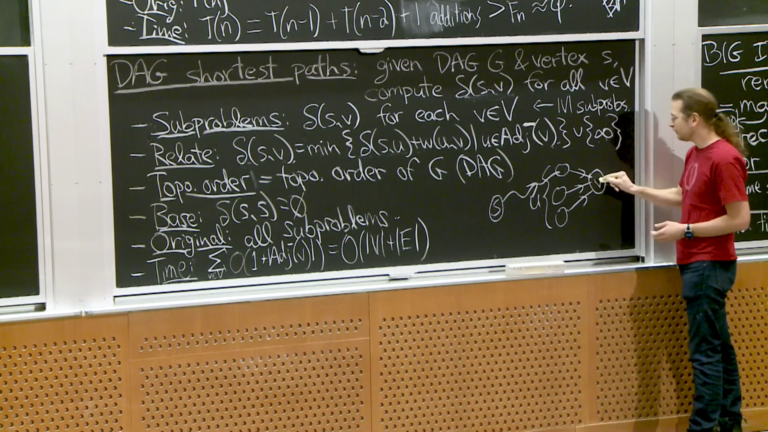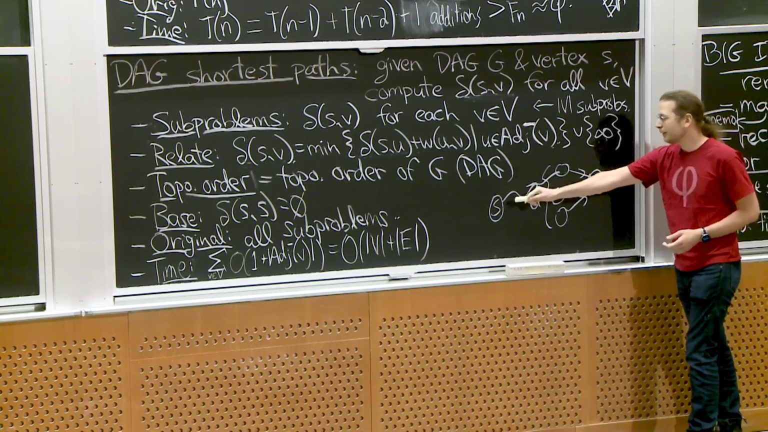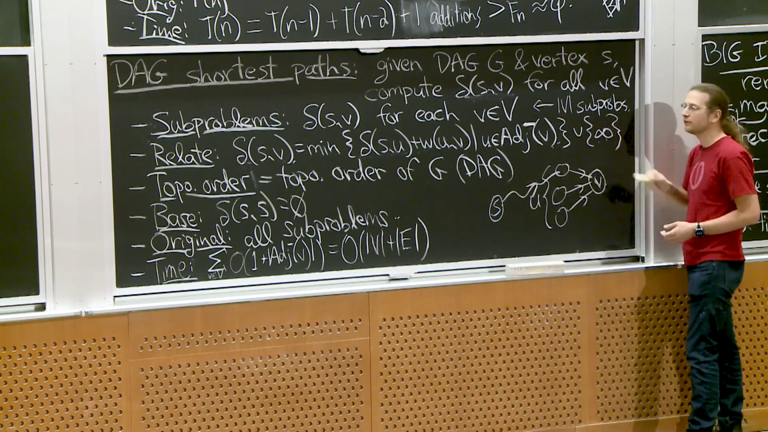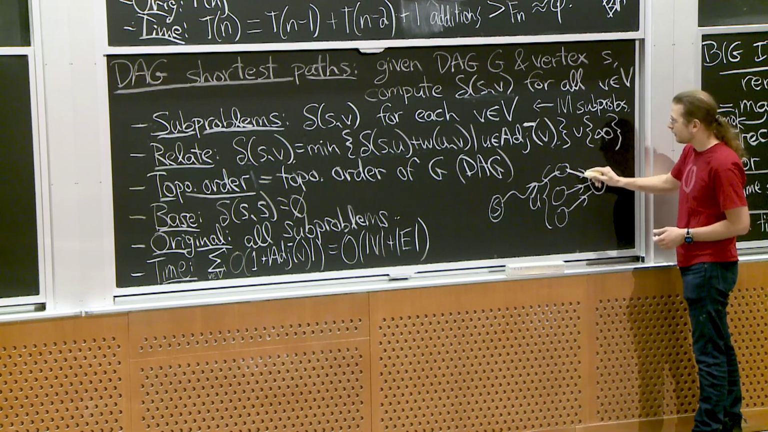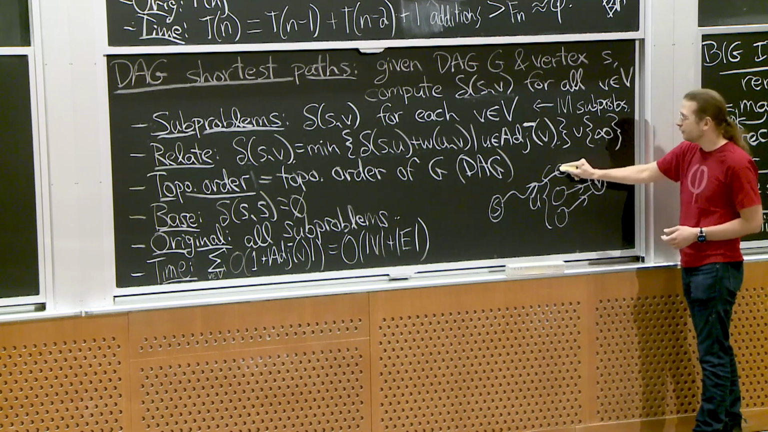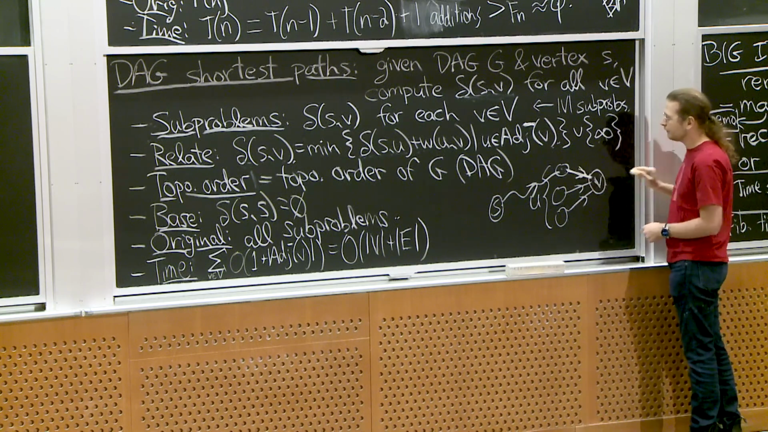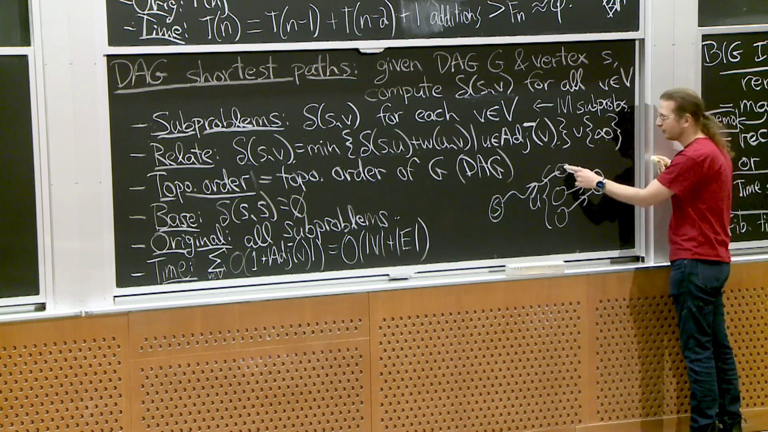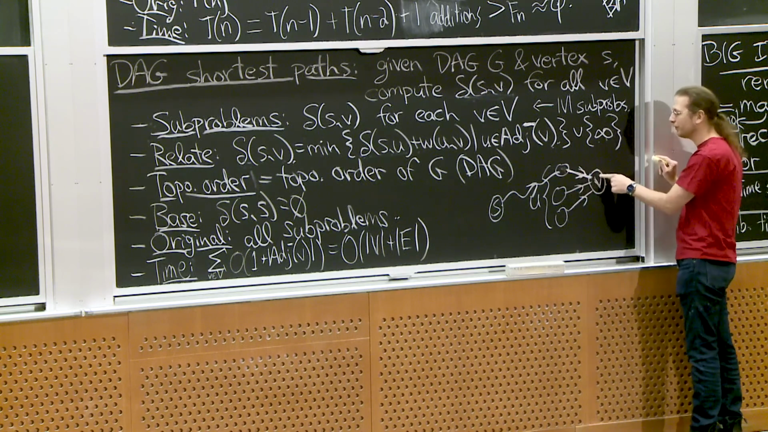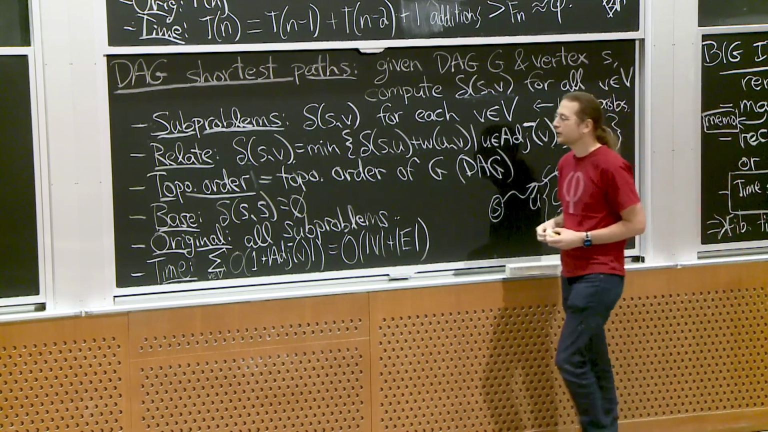In order to compute the shortest path weight from S to V, I need to know the shortest path weight from S to all of the incoming vertices to V. And so this is, I guess, in the call graph, this vertex calls this vertex. But I'll direct the edge this way to say that this vertex needs to be computed before this one. And so then I can compute them in a topological order.